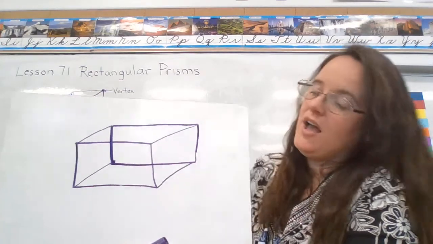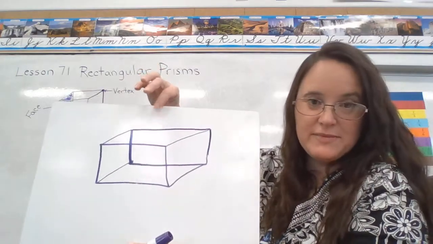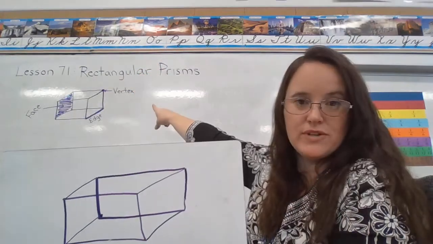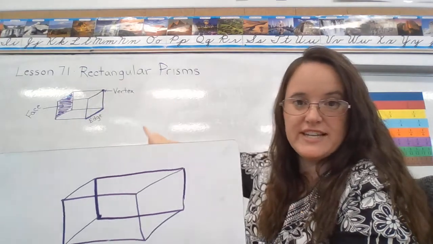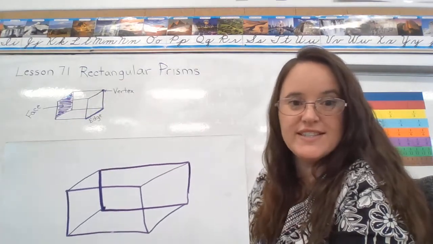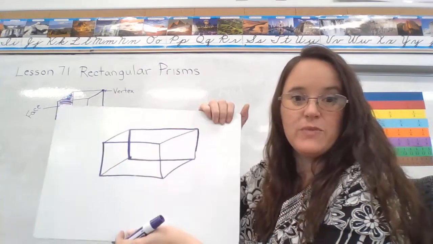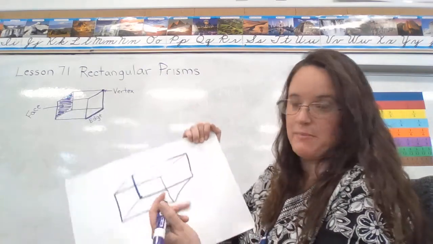Okay? So once you have this picture in your math dictionary, then be sure to label 1 vertex, 1 edge, 1 face so that you have that diagram. I'm going to show you how to do this again with a cube because it's the same process.